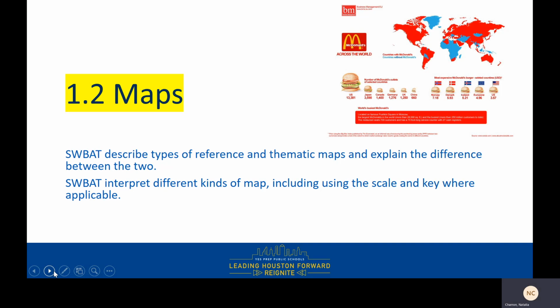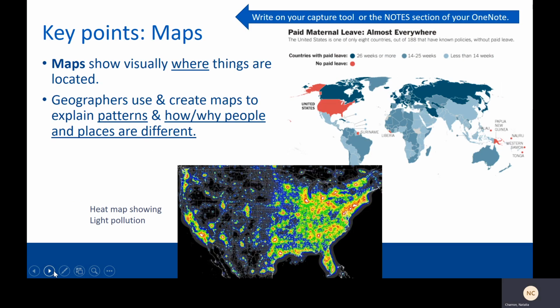Lesson 1.02 was on maps. Maps show visually where things are. There are two examples up on the slide. Geographers use and create maps to explain patterns and to explain how and why people and places are different.